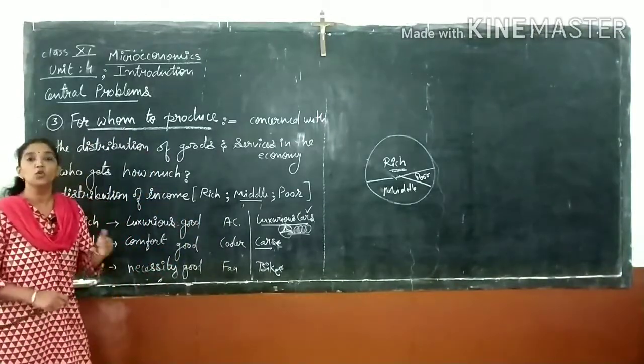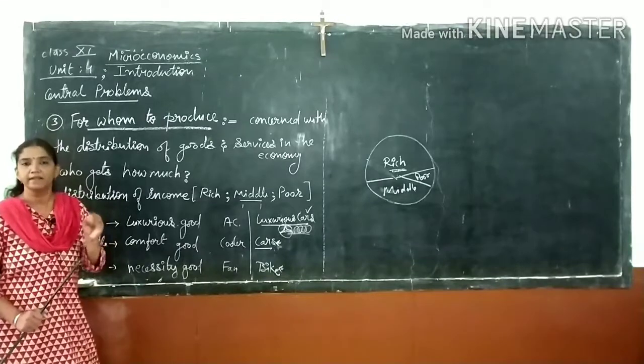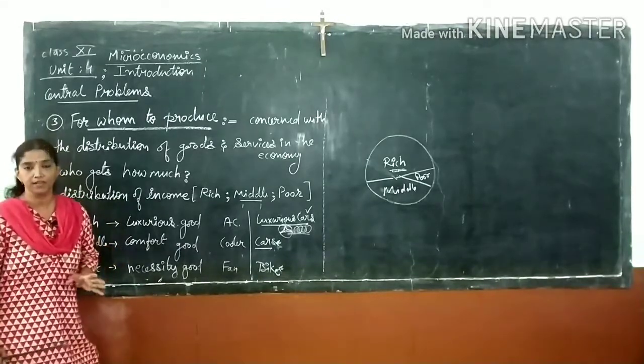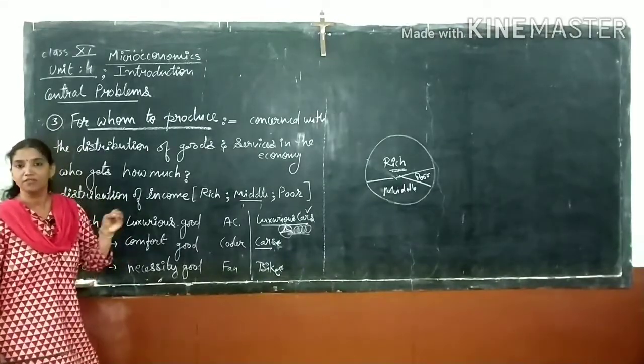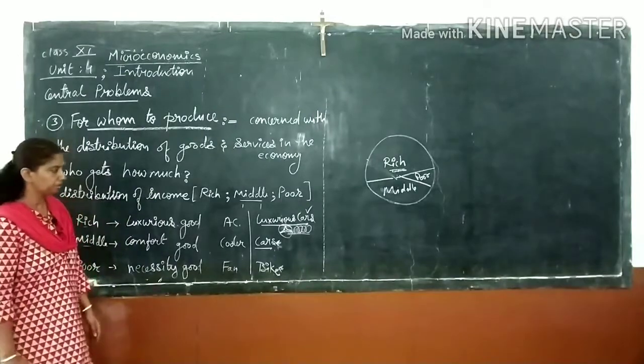For whom to produce, this problem is related with the distribution of income and the income level of the individual person.